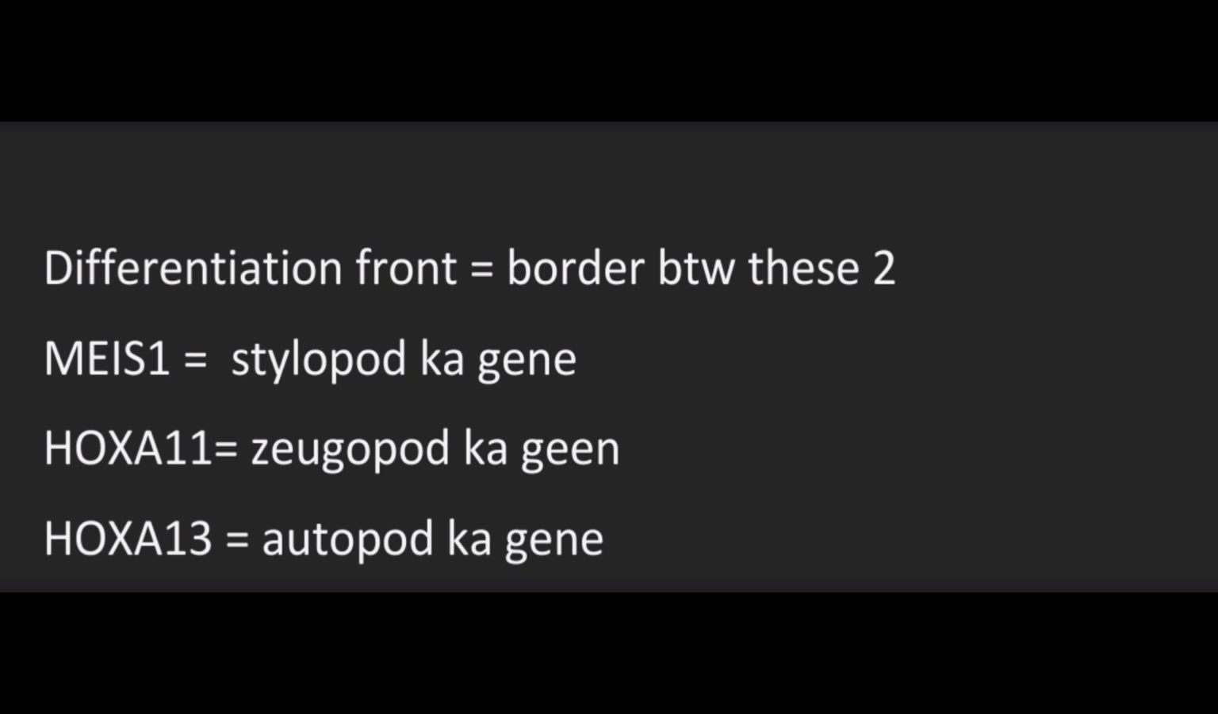Then we have the MEIS1 gene, HOXA11 and HOXA13. MEIS1 gene is for the stylopod, which forms the first part, the arm. HOXA11 is for the zygopod, meaning forearm, and HOXA13 is for the hand, the autopod, right?